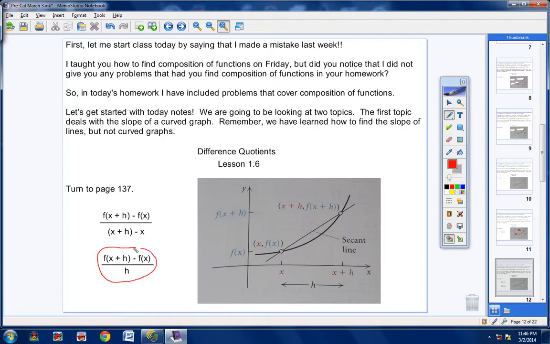So this is the formula we're going to use to find the slope of a curved graph, okay? This is what we're going to use. So having said that, let me grab a drink here. And that might not have made any sense to you at all. It might have made sense, but we can still look at the problem.